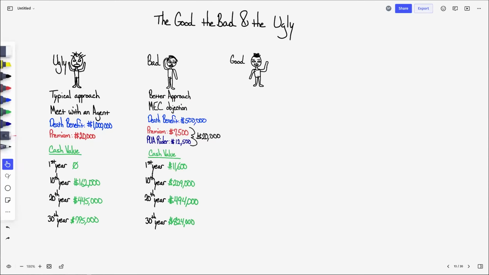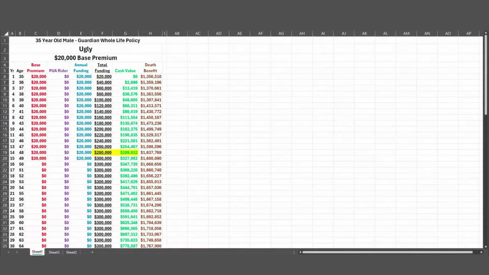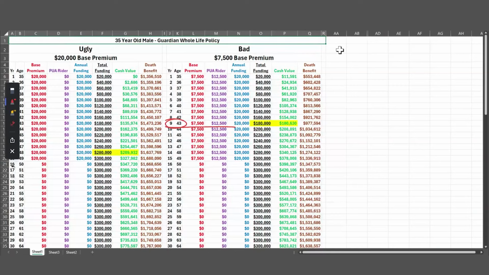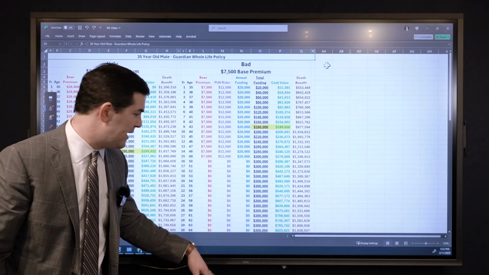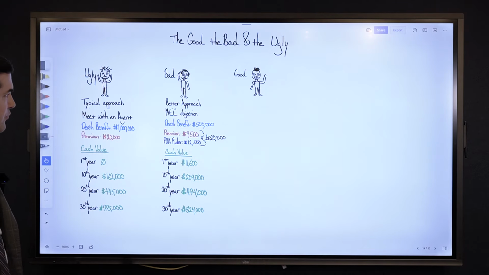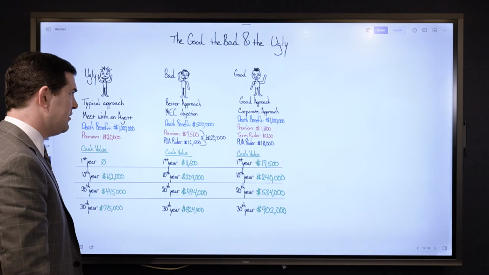A lot better. Let's look at a side-by-side. What do you notice? Well, it looks way better. Instead of breaking even in year 14, we break even in year 9, meaning our cash value is equal to our total payments. This is the same product with the same company, by the way. Everything's exactly the same. But let's look at the good. So, when we see the good, how good is it?